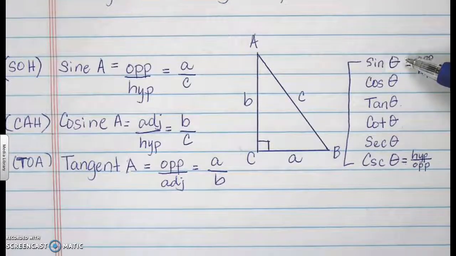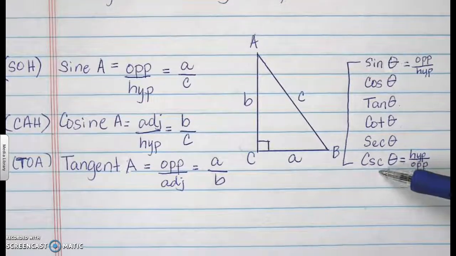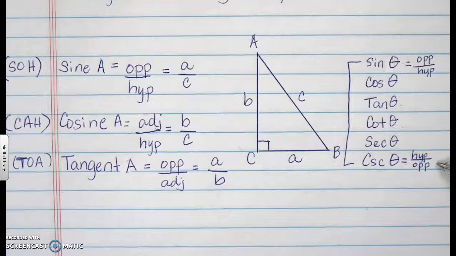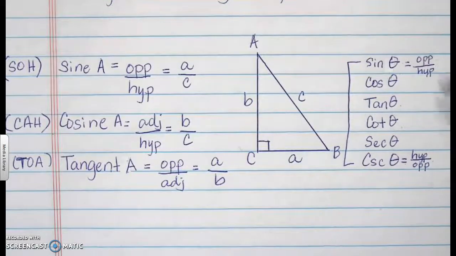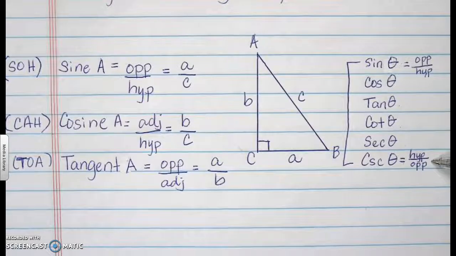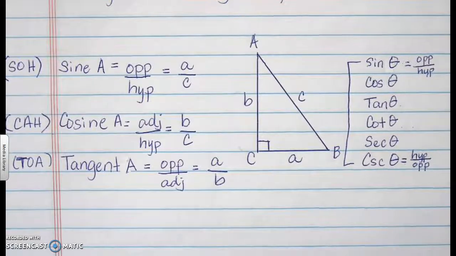So the sine theta, actually the opposite is cosecant theta, and this cosecant theta is, if this is opposite over hypotenuse, then this is hypotenuse over the opposite side.